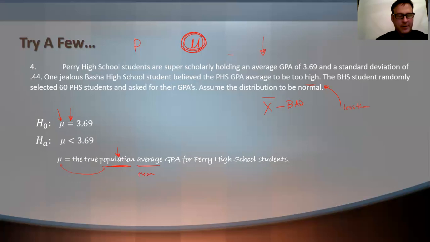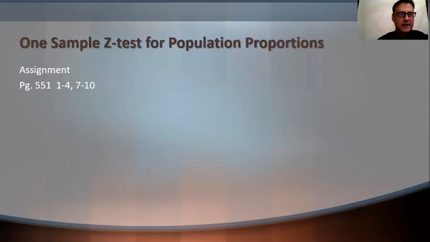I have a small assignment that I want you to practice. It's page 551. For 1 through 4, you're actually going to have to write out a null, an alternative, and when they say define the variables, you're going to have to tell me what either p is equal to or what mu is equal to, like we did in this exercise. Problems 7 through 10 are a little bit easier. They actually write the symbols out for you. They're going to write out a null and an alternative, and they're going to do something unique about it. They'll say, hey, what's wrong with this?